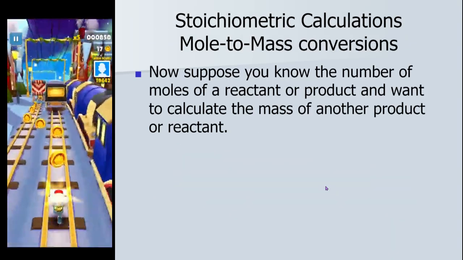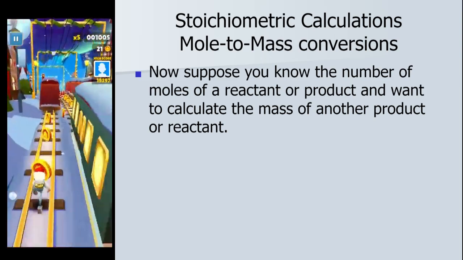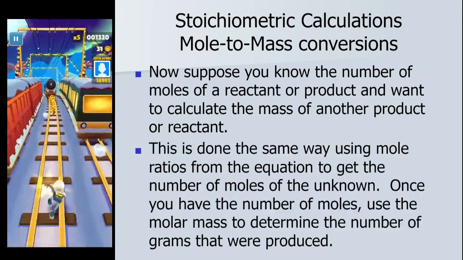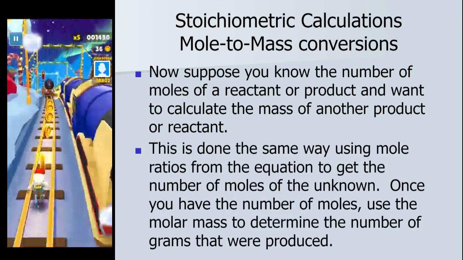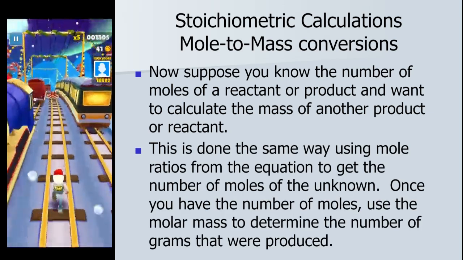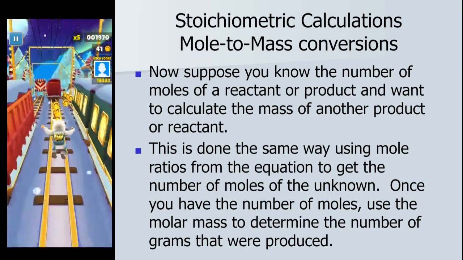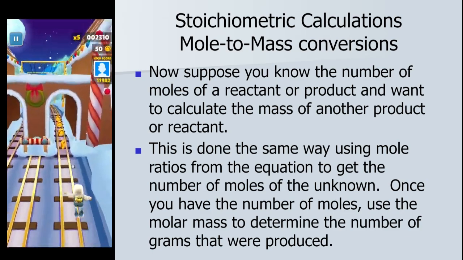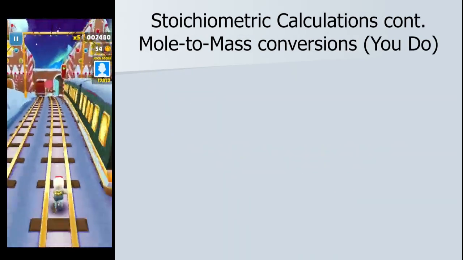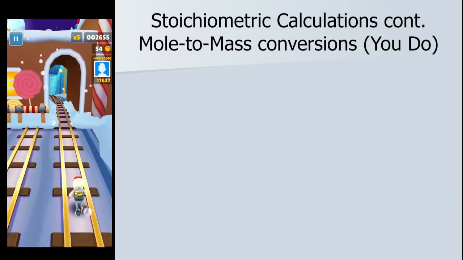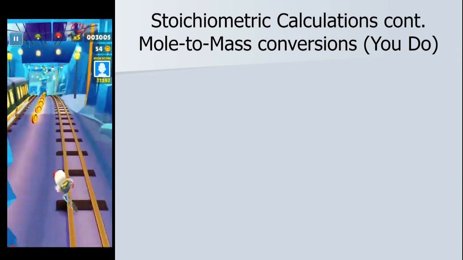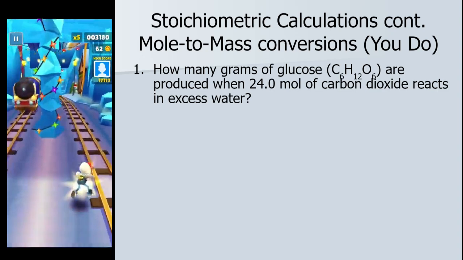Now, for our mole to mass conversions, suppose you know the number of moles of a reactant or product and want to calculate the mass of another product or reactant. To do this, you will do the same as before by finding the number of moles, and once you have found the number of moles, use the molar mass to determine the number of grams that were produced. Now, it is very similar to the practice problem we did before, so I ask you to please take a second to pause and do it yourself.